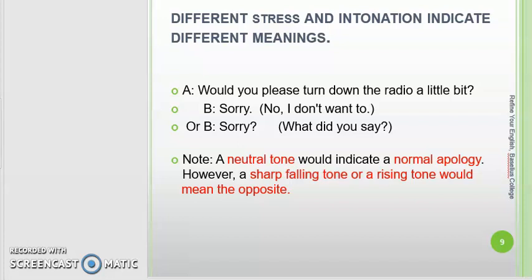So a rising tone, "sorry?" or "sorry," a sharp falling tone, which would mean just the opposite from apology. For these reasons, it is very, very important that we have the right intonation.